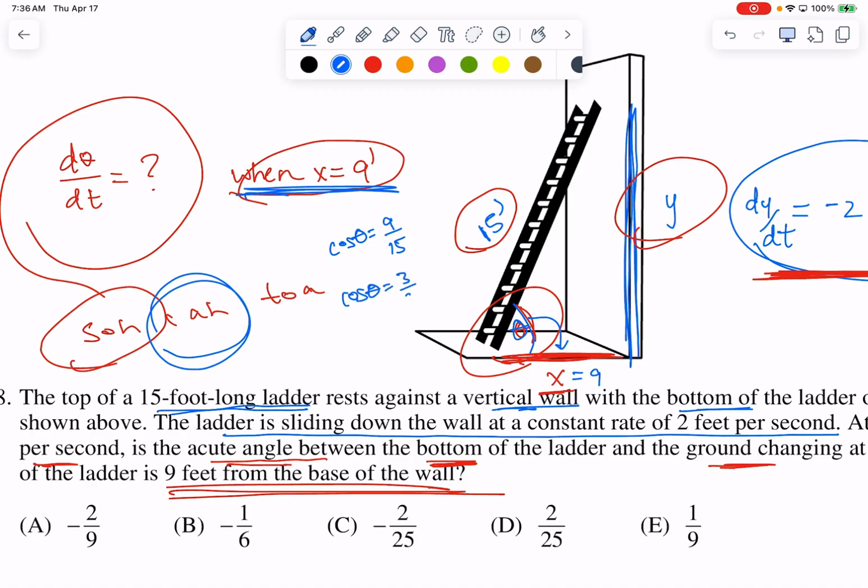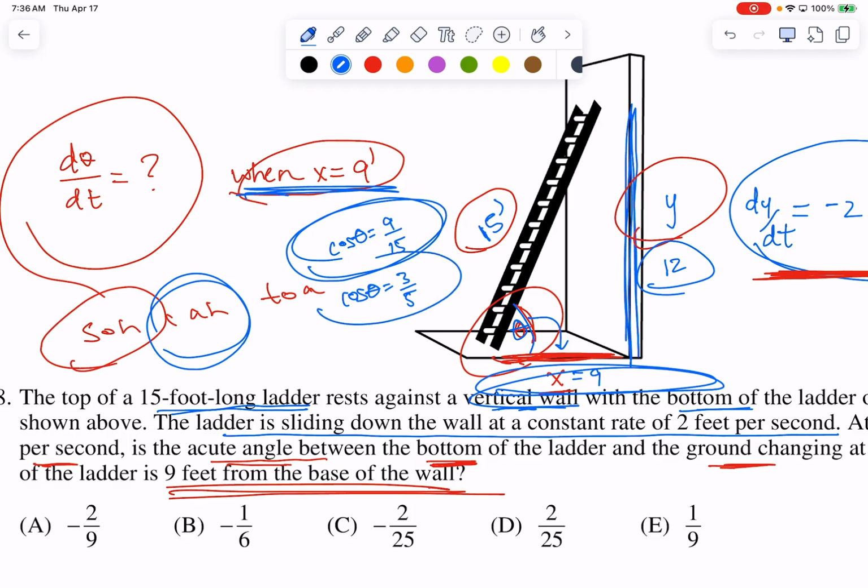Cosine theta would be 9 over 15, which will reduce to 3/5. By the way, this is a 3, 4, 5 triangle. If you had to find y, what would y be? It would not be 4. It'd be 12, because they're all multiplied by 3. It's a multiple of a 3, 4, 5 triangle. It's a 9, 12, 15. But you don't need y. You just need x, and they gave you x. So cosine was 9 over 15, which reduces to 3/5.